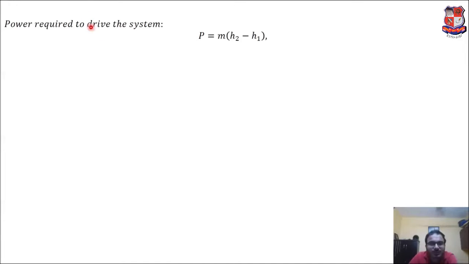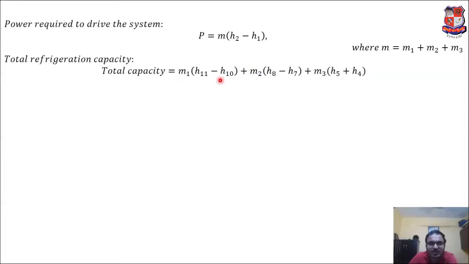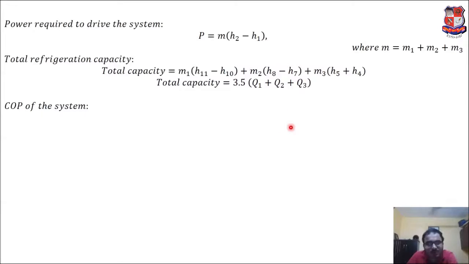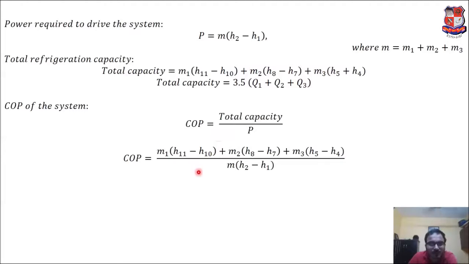Then the power required to drive the system is given by M into (H2 minus H1). Total refrigeration capacity, as we now have 3 evaporators, will be the summation of the 3 capacities. COP of the system is given by capacity divided by power.